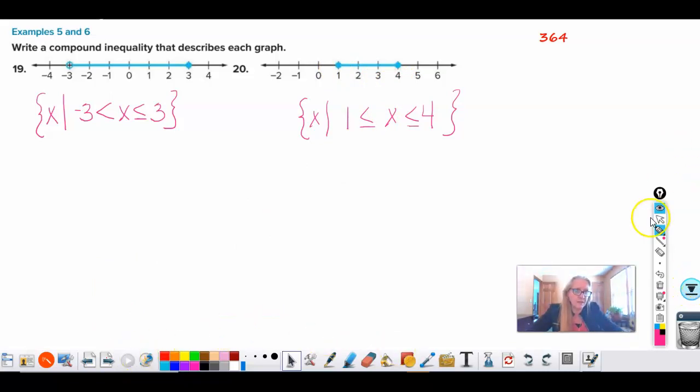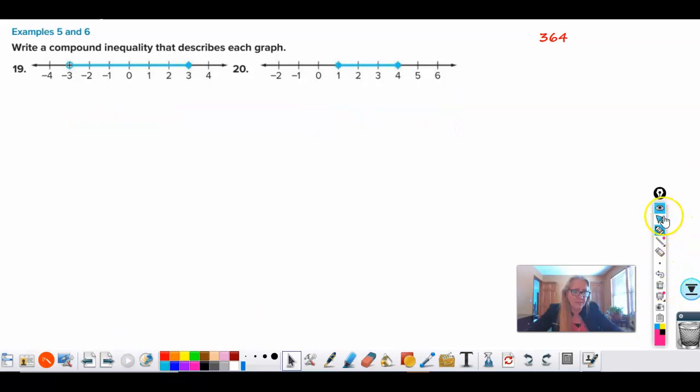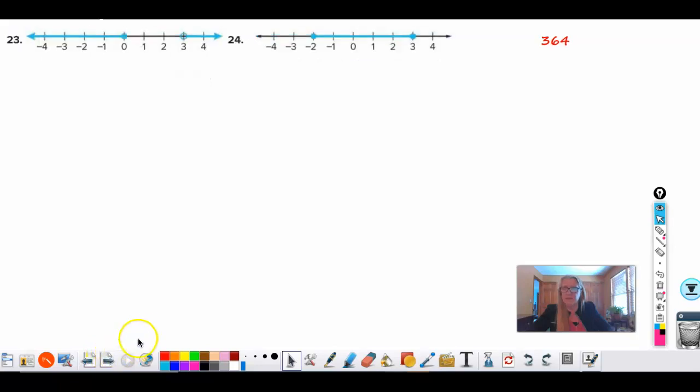Well, learning curve, guys, sorry. Erase, go to cursor, and go to the next page. Okay, I like this page.